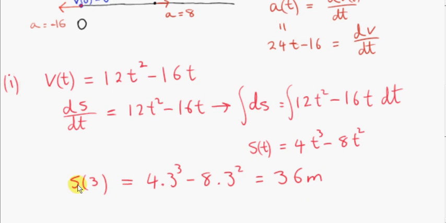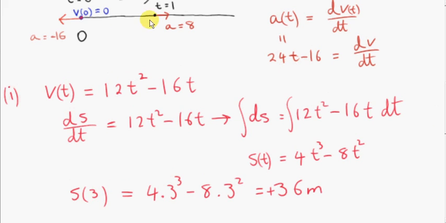By the way, s is a vector. You don't see an arrow on it, but it's actually a vector. S can be positive or negative. We get a positive answer here, so the particle is at plus 36. S could be negative, you know. You can see if you plug in 1, for example, you get 4 minus 8, which is minus 4. At t equals 1, the particle is actually to the left of O. It's at minus 4 when t is 1, if you check that out.